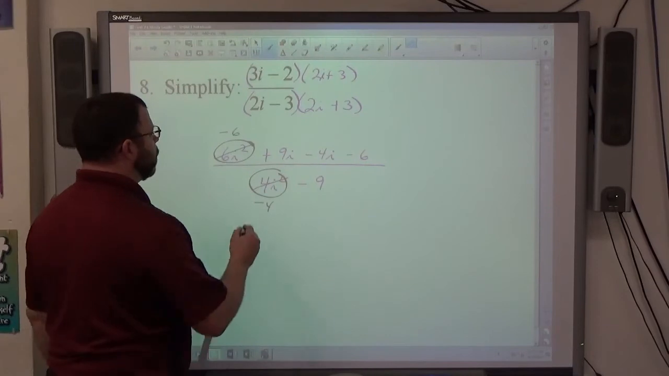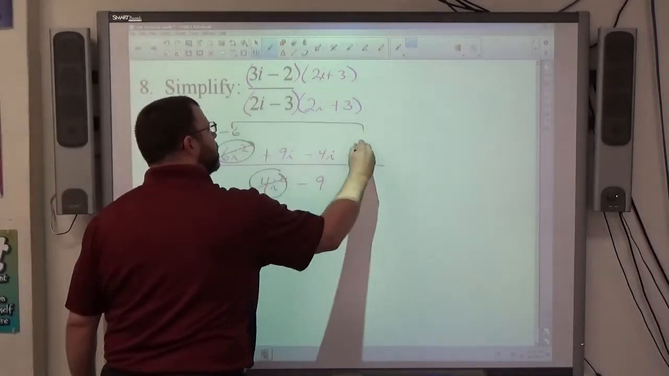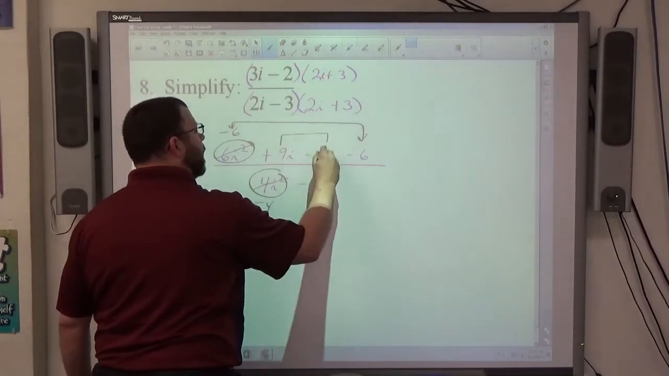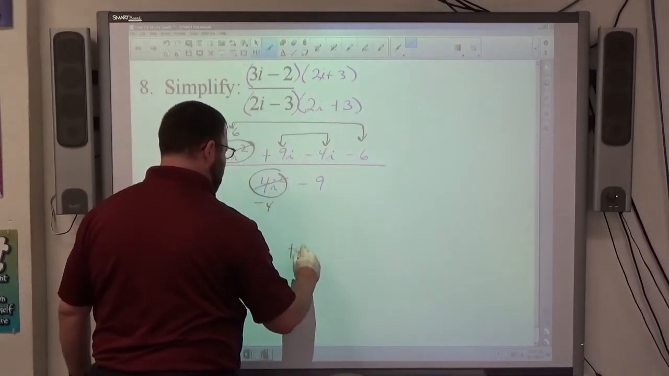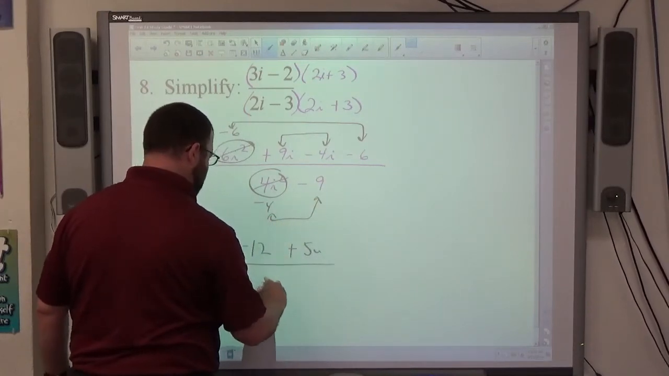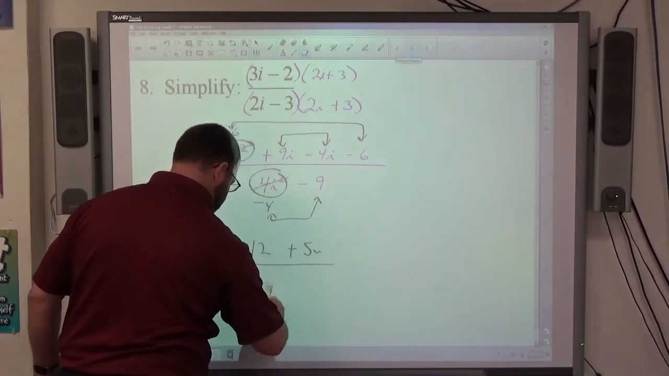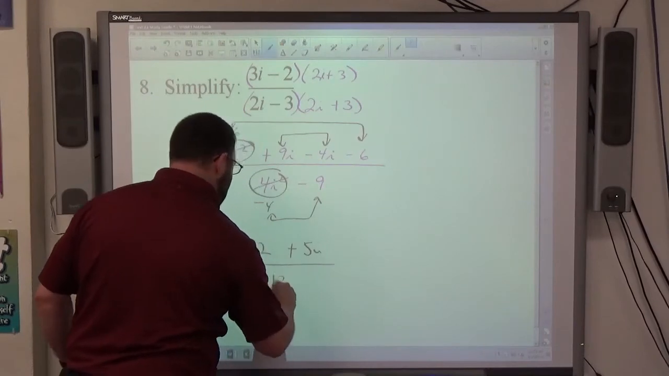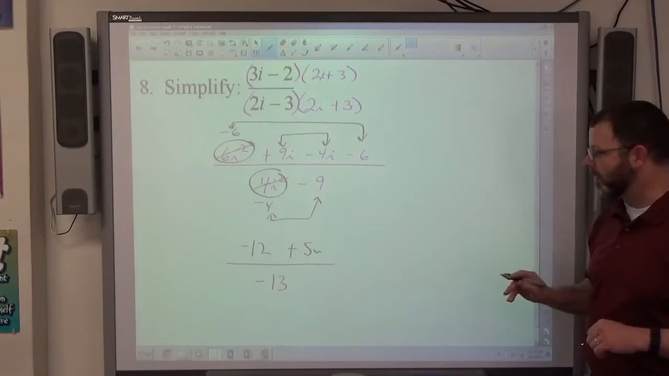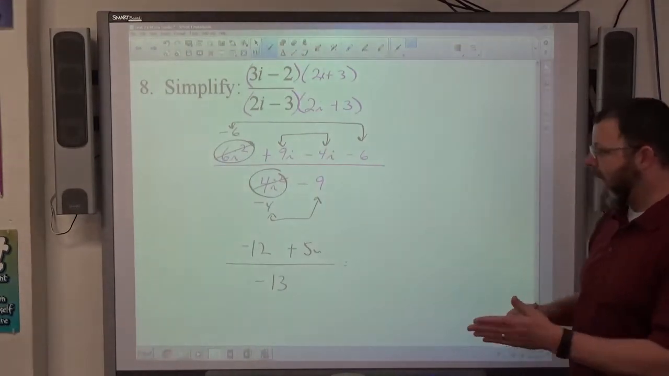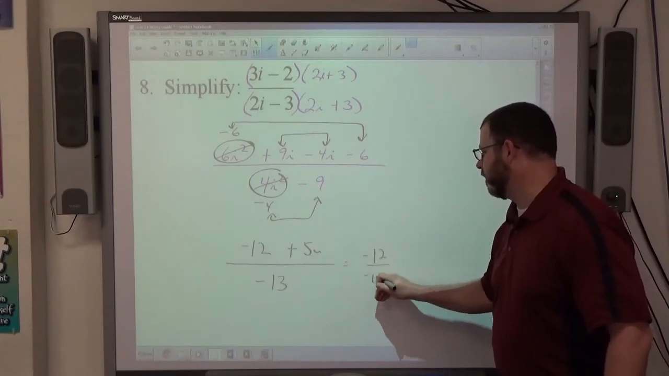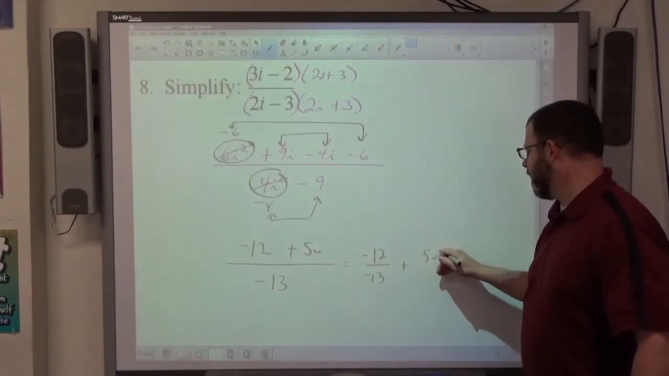And then we combine like terms on top. Negative 6 plus 6 is negative 12. 9i minus 4i is going to be positive 5i. On the bottom, minus 4 minus 9 makes minus 13. And then having good complex number writing skills, I would then separate that into two terms. So negative 12 over negative 13 plus 5i over negative 13.